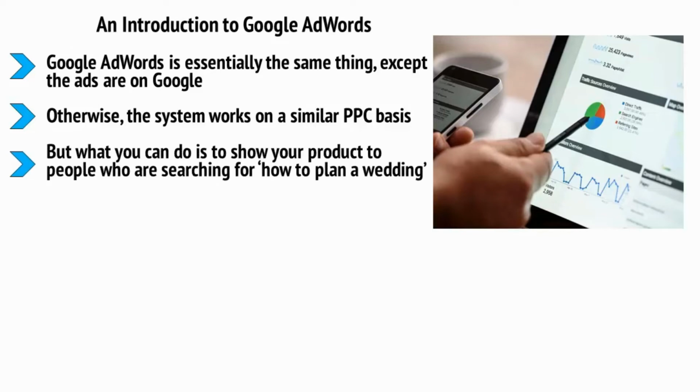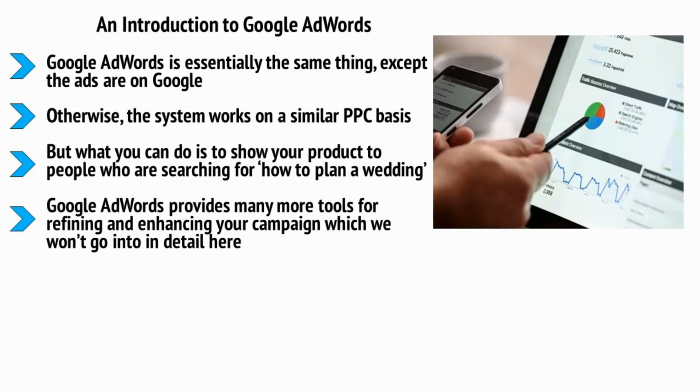But what you can do is to show your product to people who are searching for how to plan a wedding. This has the benefit of being targeted while also being well-timed. Your audience is not only likely to want to learn about wedding planning, but they're actively looking for information. Google AdWords provides many more tools for refining and enhancing your campaign, which we won't go into detail here.